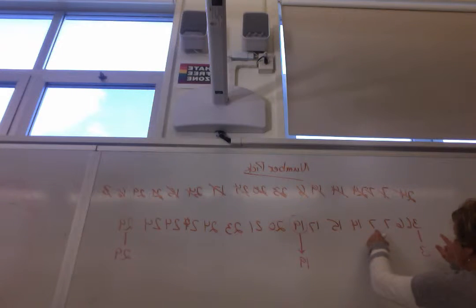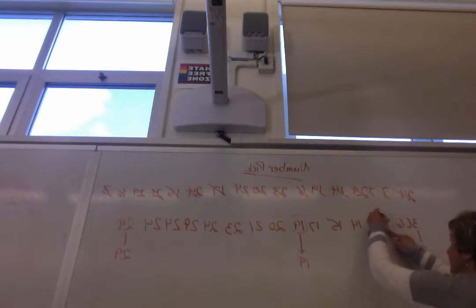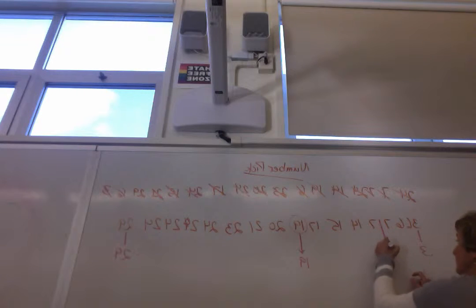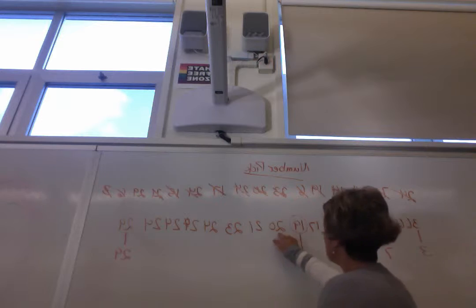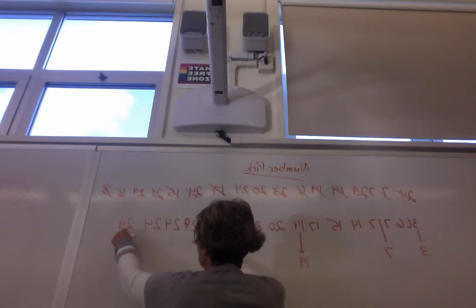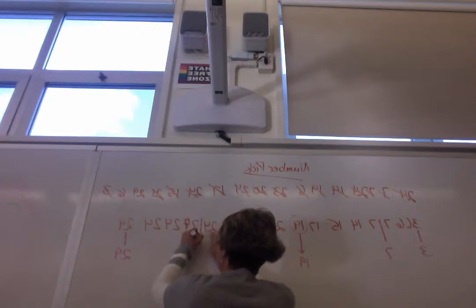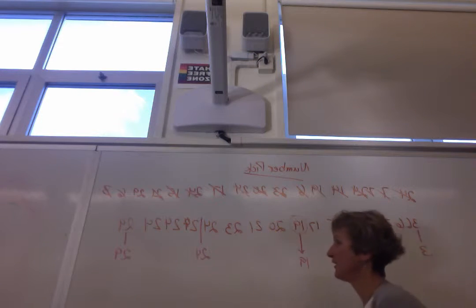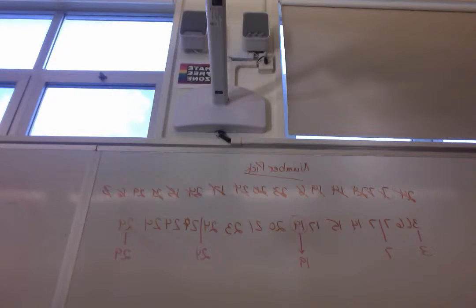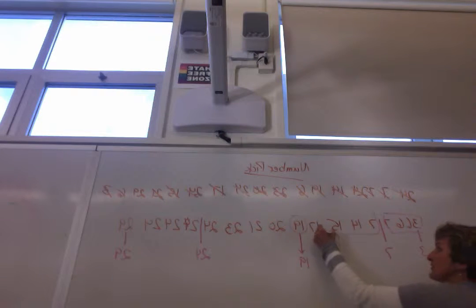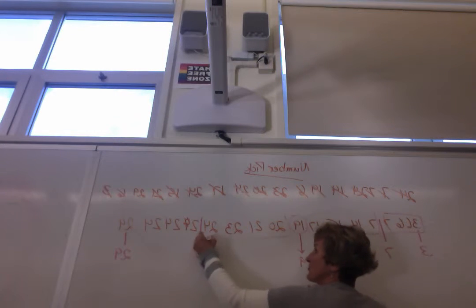1, 2, 3, 4. 1, 2, 3, 4. That falls between 7 and 7. 1, 2, 3, 4. 1, 2, 3, 4. That falls between 24 and 24. Notice how in each segment there's the same number of numbers. Okay, that's what we're doing here. We're dividing it into 25% chunks.